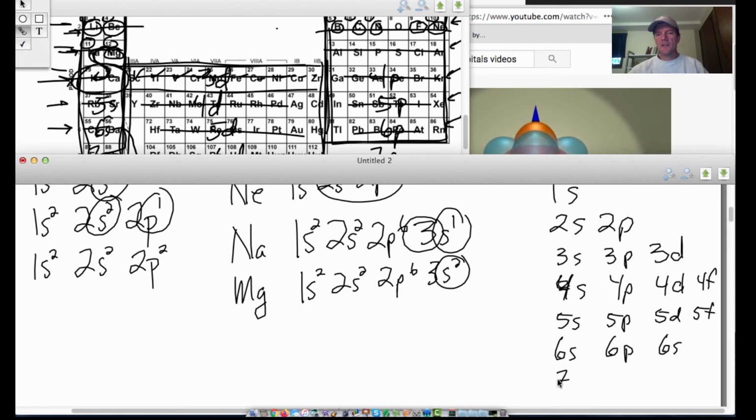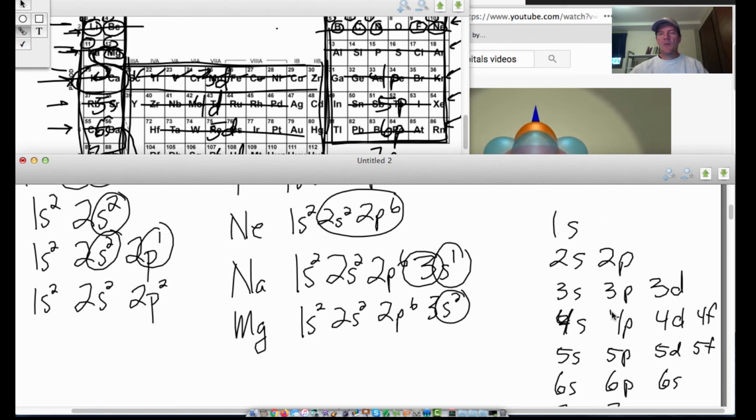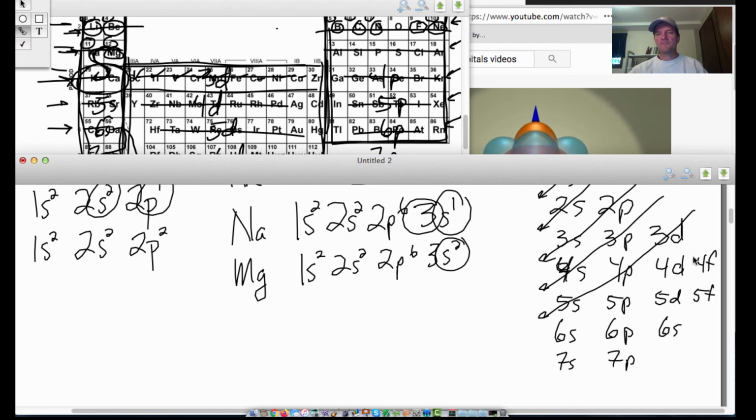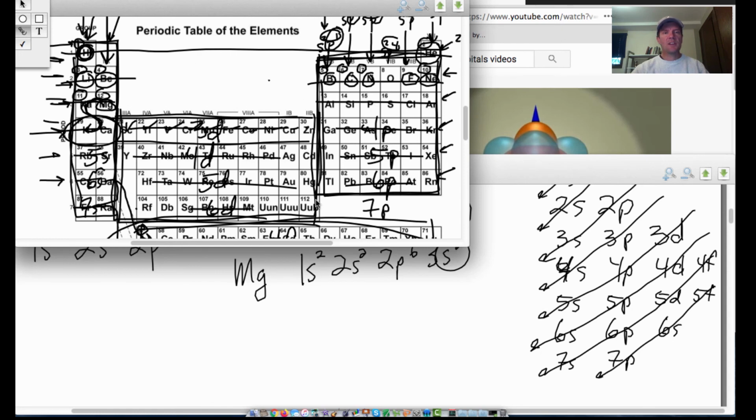I'm not going to need all of these. And then what you do is you draw diagonally across this list. I drew them like this and added another letter to each row, except down here for 5, 6, 7, because I don't need those. And I draw diagonally. So 1s gets filled first, then 2s, then 2p, 3s, then 3p, 4s, then 3d, 4p, 5s, and then 4d, 5p, 6s, then 4f, 5d, 6p, 7s, then 5f, 6d, and 7p. And that's exactly corresponding to the arrangement on the periodic table.